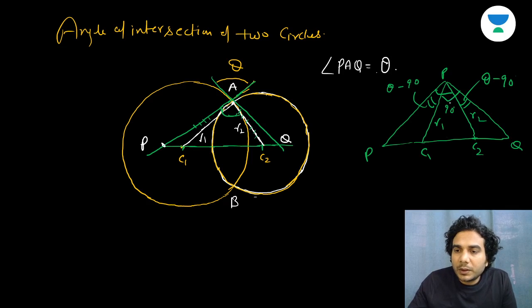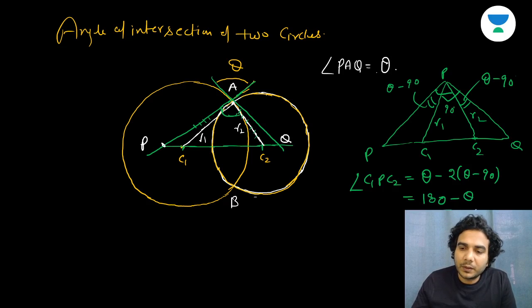So if I talk about the angle C1 P C2, then that angle is nothing but total angle, which is theta, minus 2 times of theta minus 90, right? So that is going to be 180 minus theta, 180 minus theta. Okay, that is the answer, 180 minus theta. I hope you're getting this point.